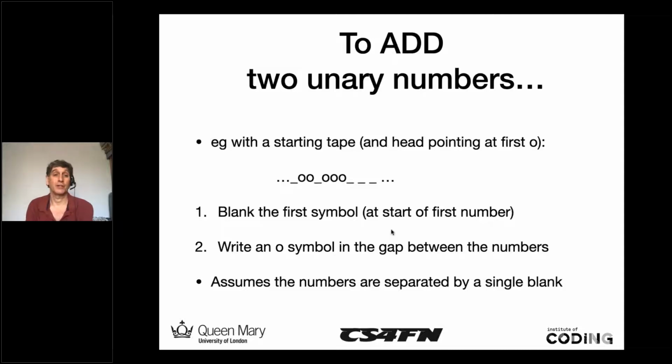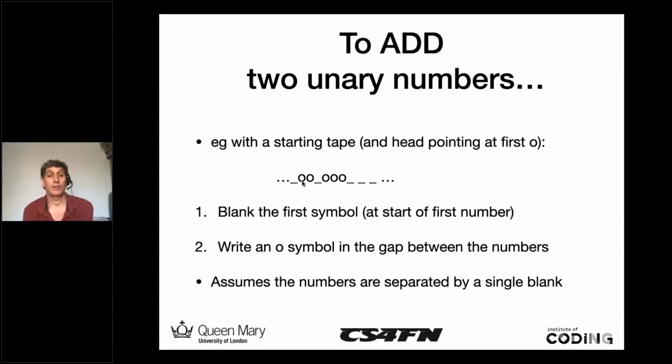So my starting tape will look something like this, where I've got some blanks, my brown chocolate. I've got 2 white chocolates. I've then got a blank. I've then got 3 white chocolates, and I've got blanks. So that's the number 2 represented on my tape, and then the number 3 represented on my tape in unary. So how am I going to add them?